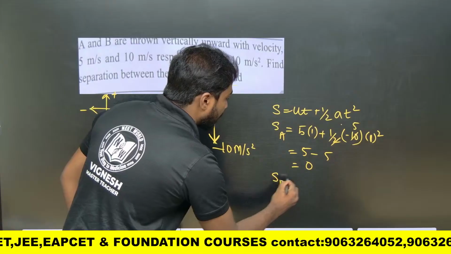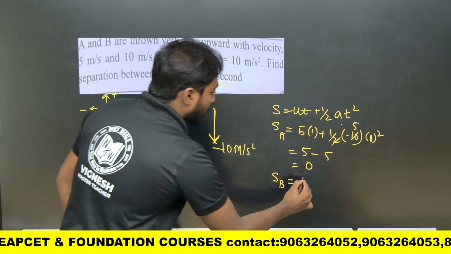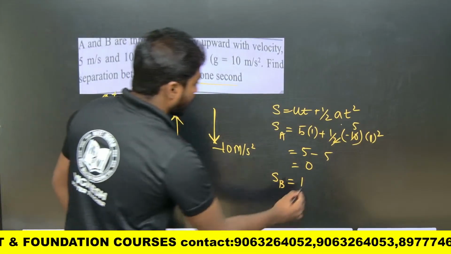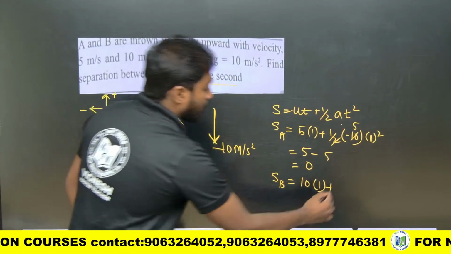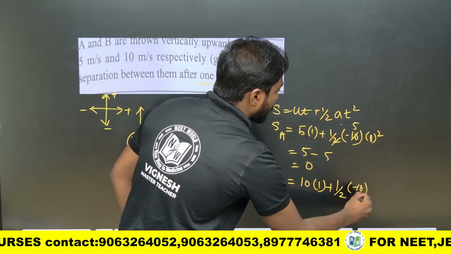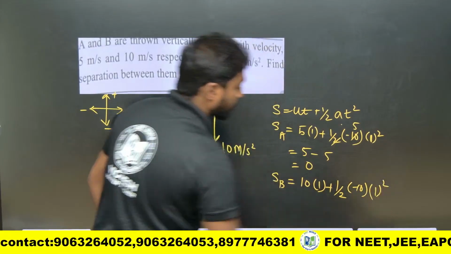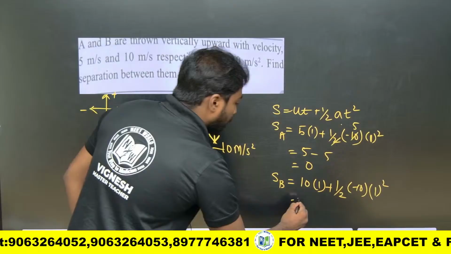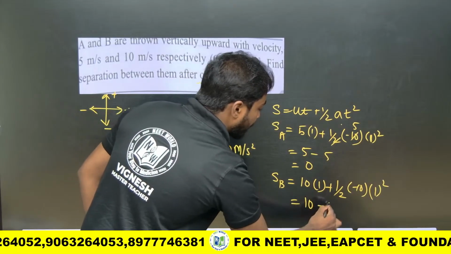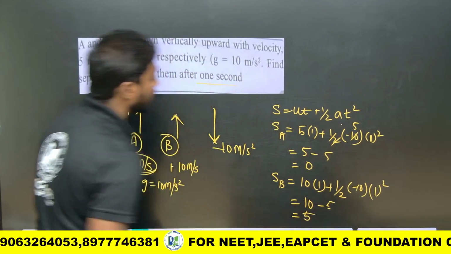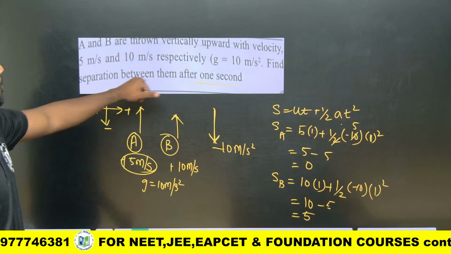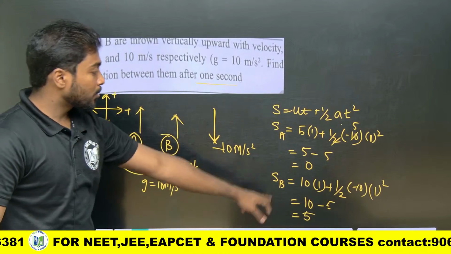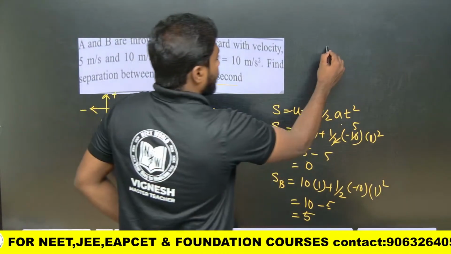So SB is equals to position B. This is 10 meter per second. Okay, 10 into 1 plus half into minus 10 into 1 square. So what is the answer? 10 minus 5, which is nothing but 5, right? What they asked is to find the separation between them after 1 second. So the separation between them is 5 meter.